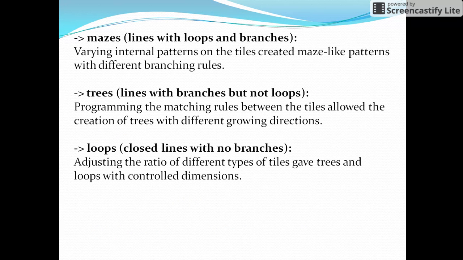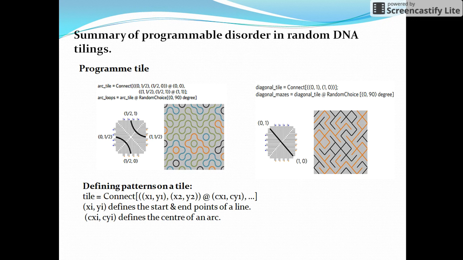So in mazes, varying internal patterns on the tiles created maze-like patterns with different branching rules. In trees, programming the matching rules between the tiles allowed the creation of trees with different growing directions. And in the last one, there are loops. Adjusting the ratio of different types of tiles gave trees and loops with controlled dimensions.